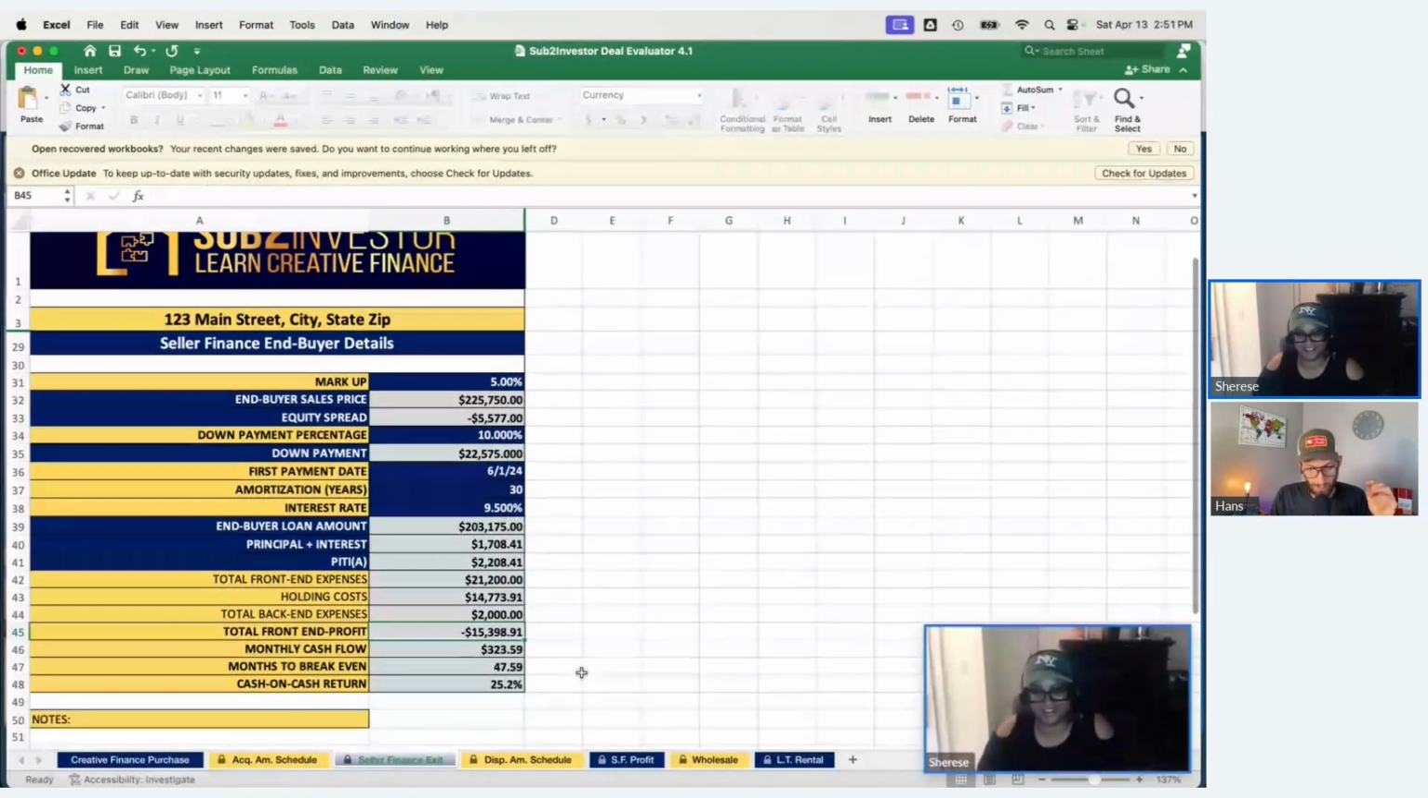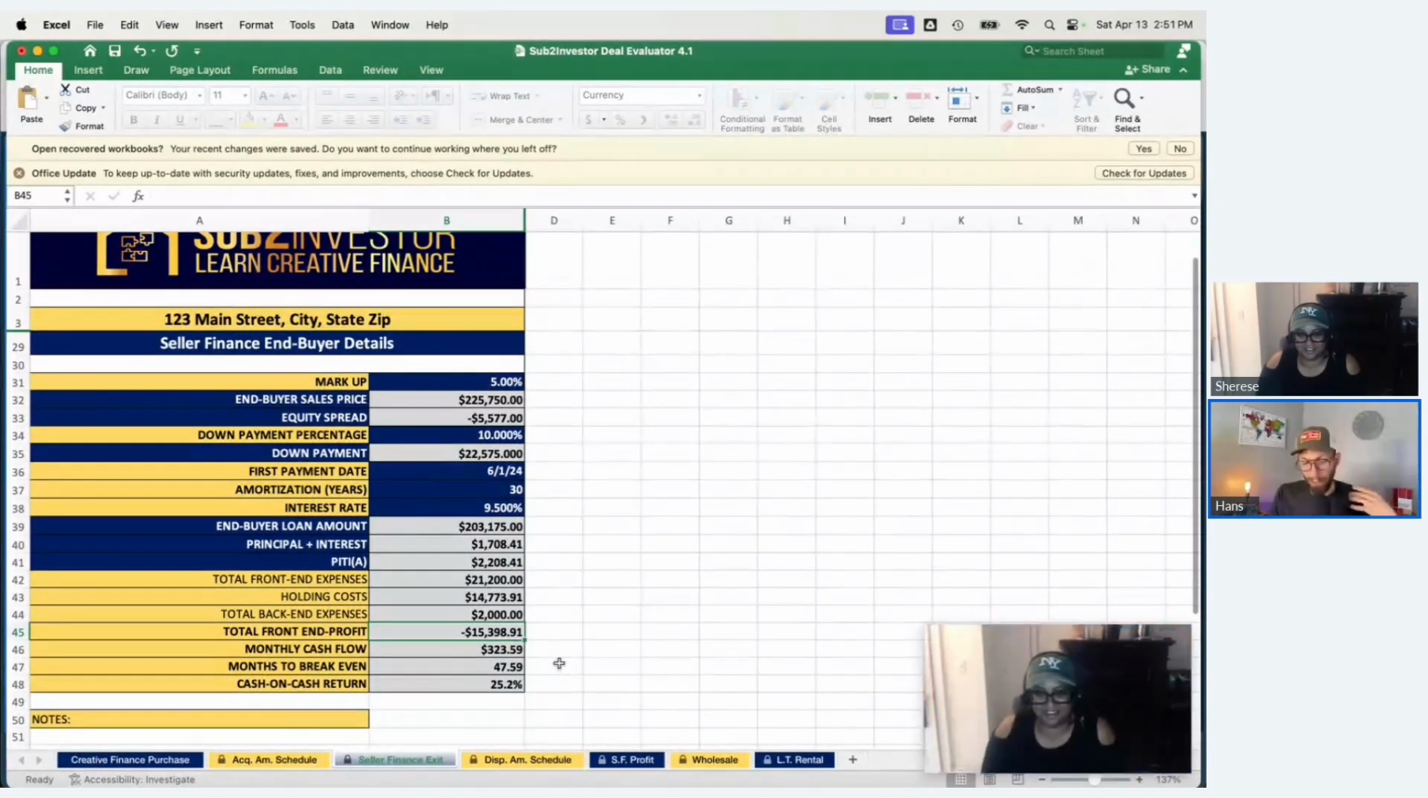Not a deal for me then. I don't want the deal, but somebody might want it, because look at this: your cash on cash return is 25%. That's a good cash on cash return for somebody coming from the world of rental properties, where you're typically looking at a 10, 11, 12% cap rate. That number looks good.